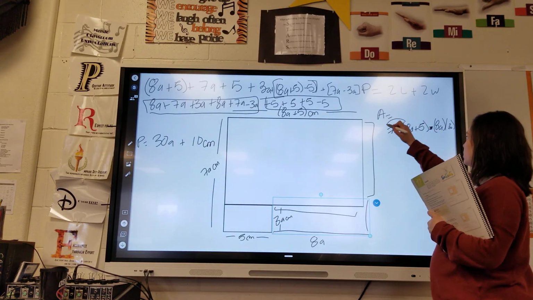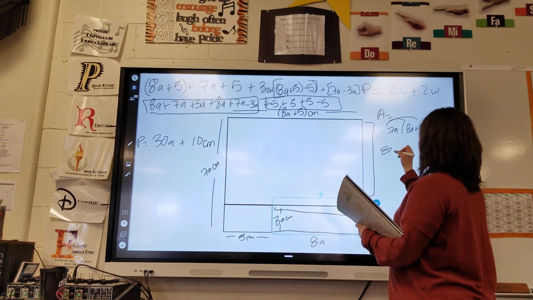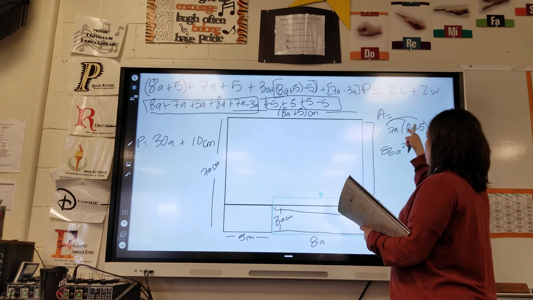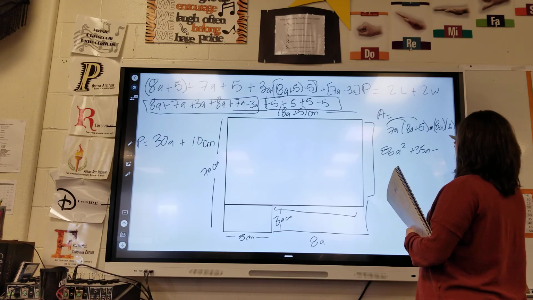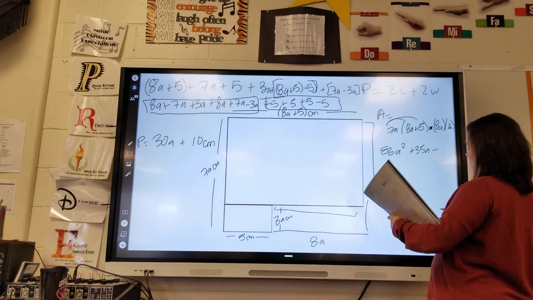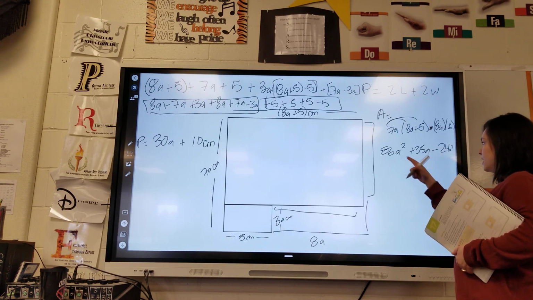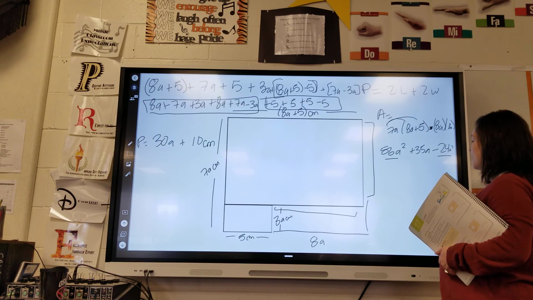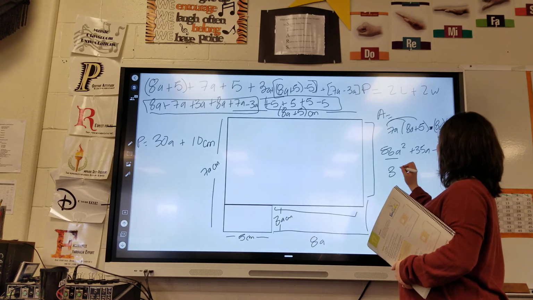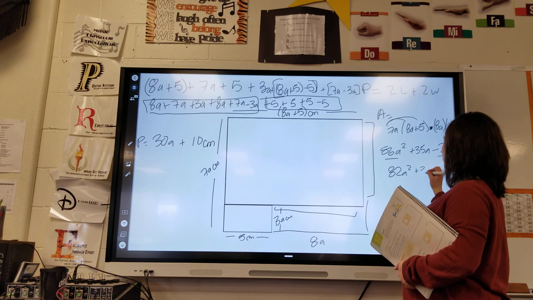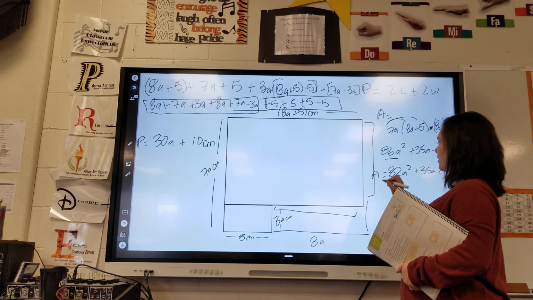So when we distribute in 7a, we get 7 times 8, which is 56, a squared, because 2 a's make a squared, plus 35a minus 8 times 3 is 24a squared. These are both a squared, so we can combine them. 56 minus 24 is 32. 32a squared plus 35a centimeters squared is equal to your area.